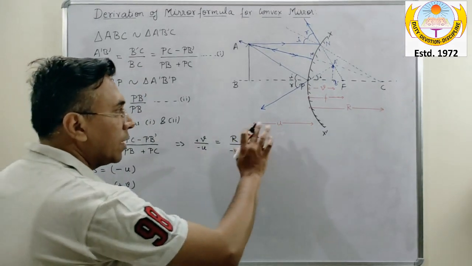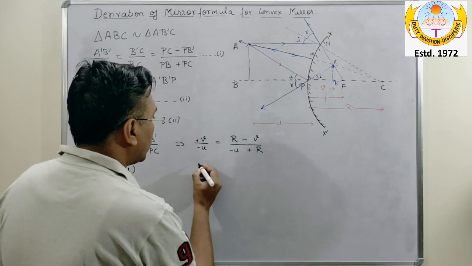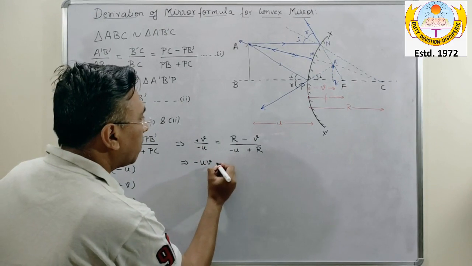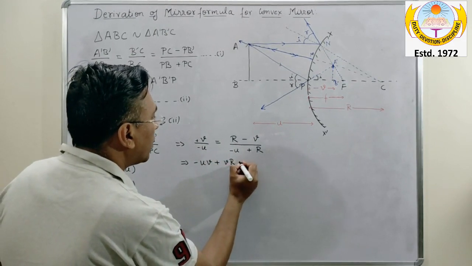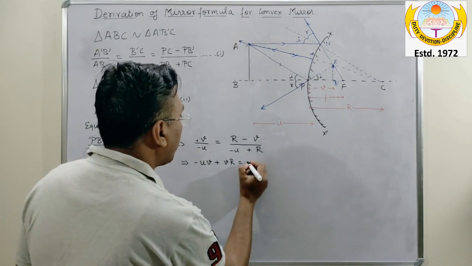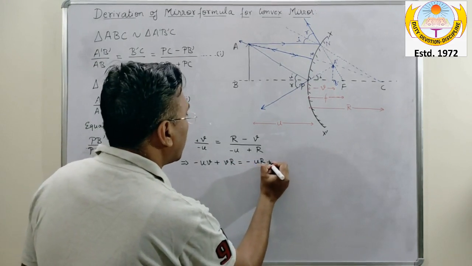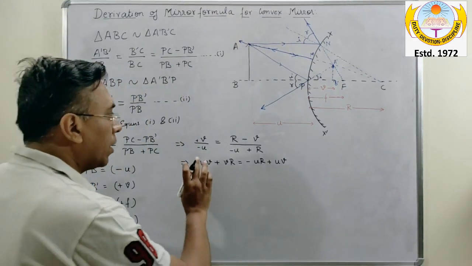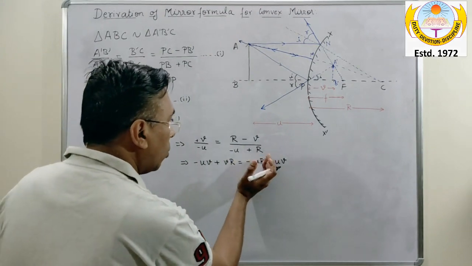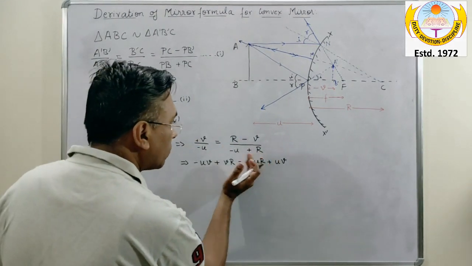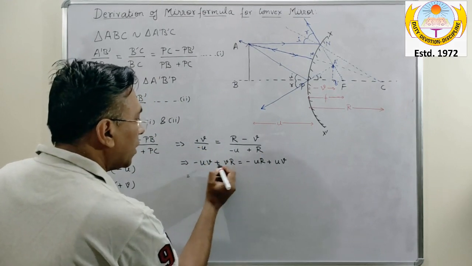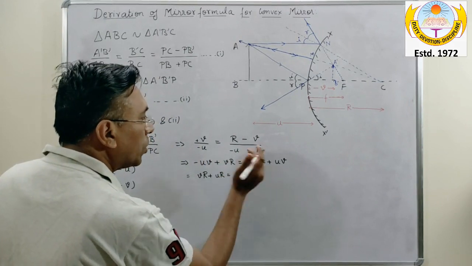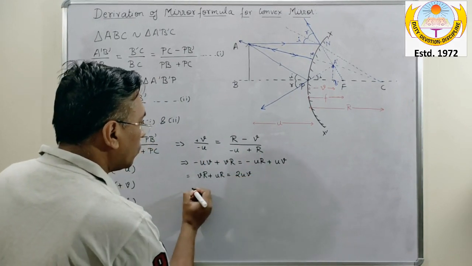Okay, now let's do a simplification. Let's do the cross multiplication. Now when I do the cross multiplication, what I get over here is minus UV plus VR equals minus UR plus UV. Okay, now let's take all the R terms on one side and UV on the other side. So if I bring this R term over here, I get VR plus UR equals, when the UV goes on the other side, this becomes 2UV.